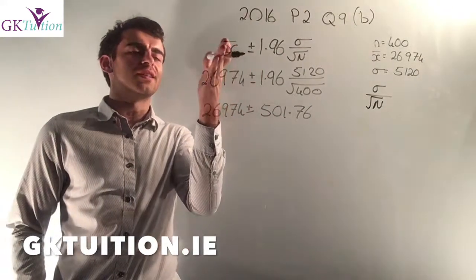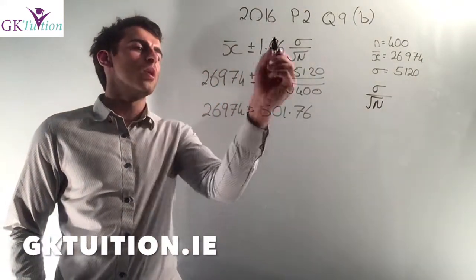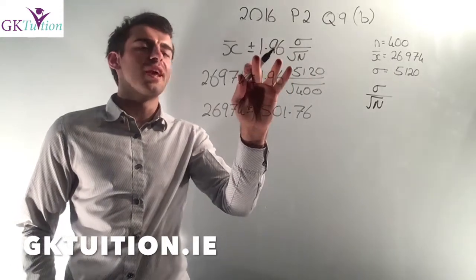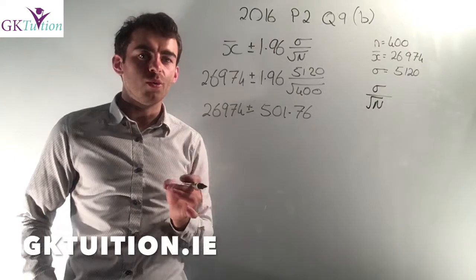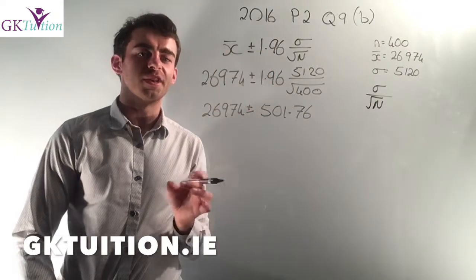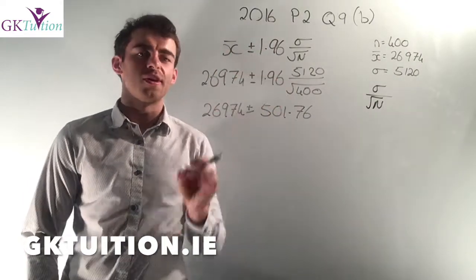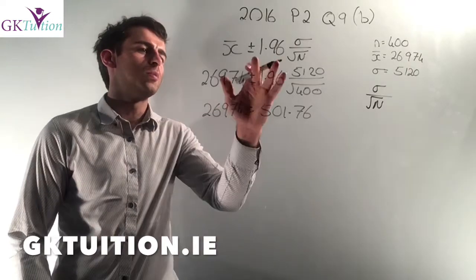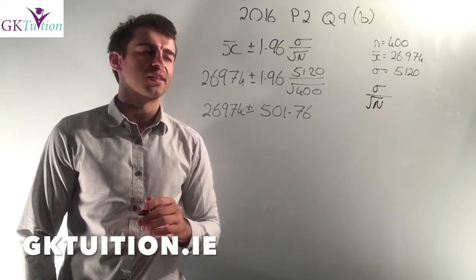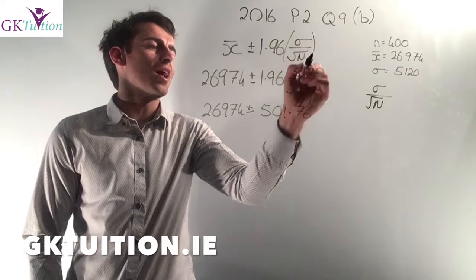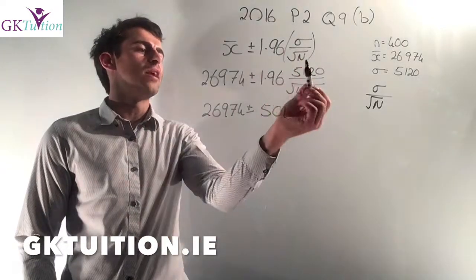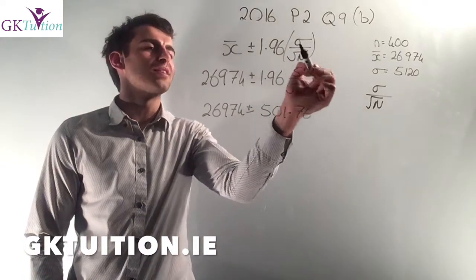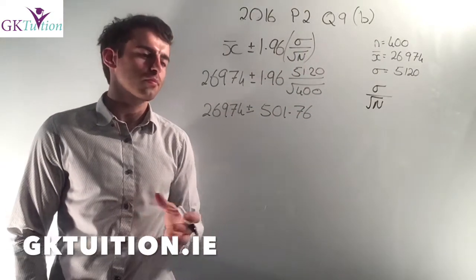At this point now, I want to talk to you about what each of these figures mean. So x bar is clearly the result of my sample. The 1.96 allows me to be 95% accurate. On the Leaving Cert course, the confidence intervals they ask you for will always be 95% confidence intervals, which means that it'll always be a 1.96 here. And then this is the standard error of the mean, which is sigma over the square root of n. So it accommodates for the size of the sample and the standard deviation of the sample.